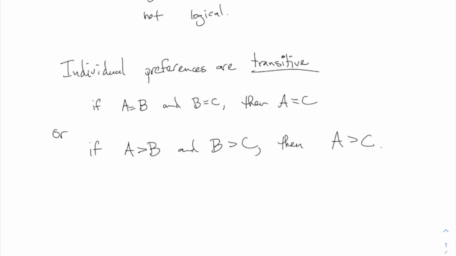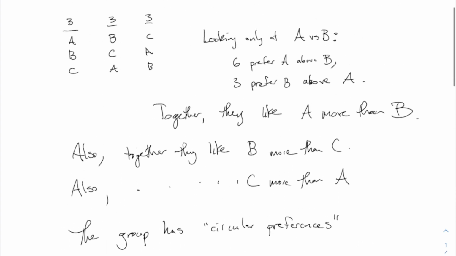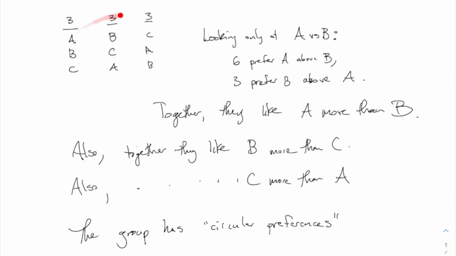This is how ordinary people think about things. If I like one thing more than something else, and I like that other thing more than another thing, then the first thing I must like more than the last thing, all right? This is what I mean when I say individual preferences are transitive. If I like A better than B and also B better than C, then automatically that means I like A better than C, all right? But as we saw in this silly example up here, if you try to consider these people all together, they like A better than B and B better than C and C better than A. That's backwards from the transitivity.